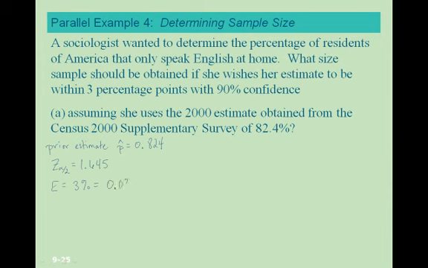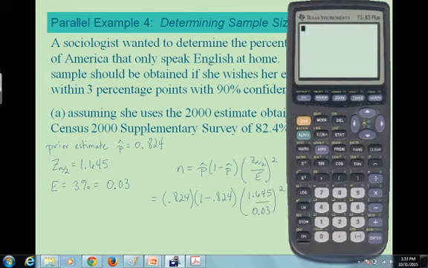So we're now ready to use our formula for n, which was p hat times 1 minus p hat times our z value divided by E squared. So we start filling in. We have 0.824 times 1 minus 0.824. Then we have 1.645 divided by E squared. So I'll pull up the calculator and we'll show what this will look like when you enter it there. So this is how we would need to type it in and hit enter. And we see that we get a value of 436 with a decimal.